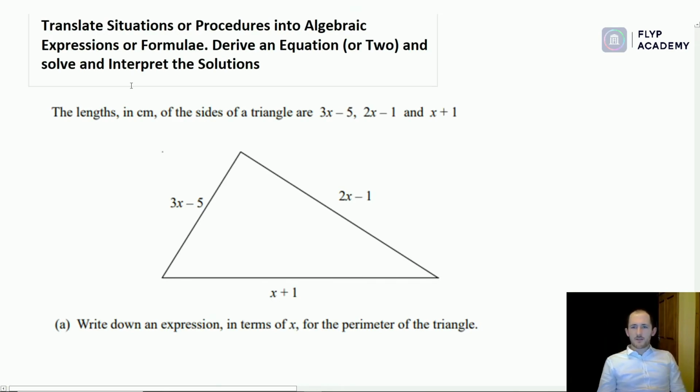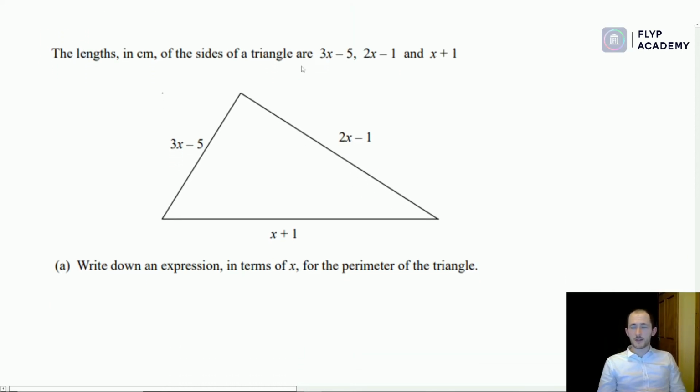Pretty advanced stuff. So translate situations and procedures into algebraic expressions, and then being able to solve them and interpret the solutions. So here, the lengths of the sides are this. Write down an expression in terms of x for the perimeter. Okay, this shouldn't be too bad, hopefully. So how do you work out the perimeter of a triangle? Well, all you do is you add up all the sides, right?